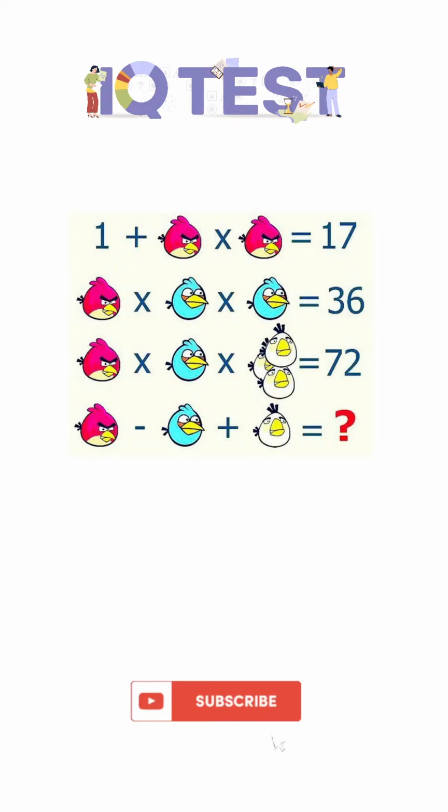So from here, the answer will be 4 minus 3 plus 2, that is equal to 3. That's my answer. Are we okay? So guys, this is our answer for this particular one. Let's move on to the next one.